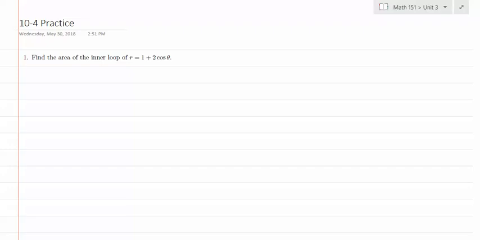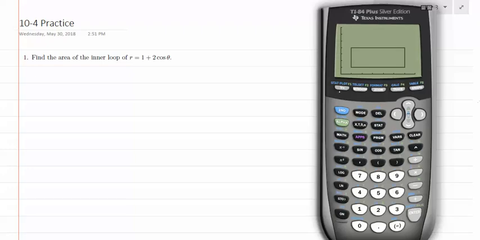Alright, here we want to find the area of the inner loop of this polar curve. Let's first figure out what that even is. We need to get ourselves into polar mode if we're going to graph a polar equation. Let's go ahead and graph r equals 1 plus 2 cosine theta.